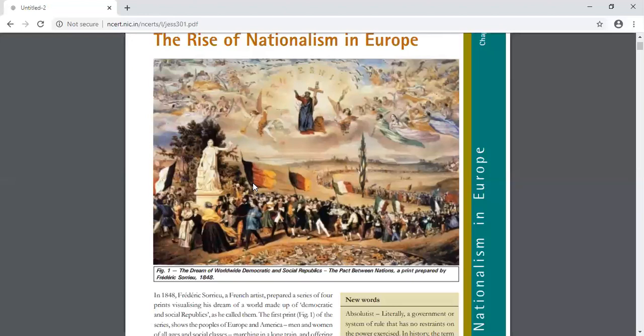On the earth, in the foreground of the image, lie the shattered remains of the symbols of absolutist institutions. Absolutist means a government or system of rule that has no restraints on the power exercised. That means it is a form of monarchical government that was centralized, militarized, and repressive. That means they were shattered on the ground.